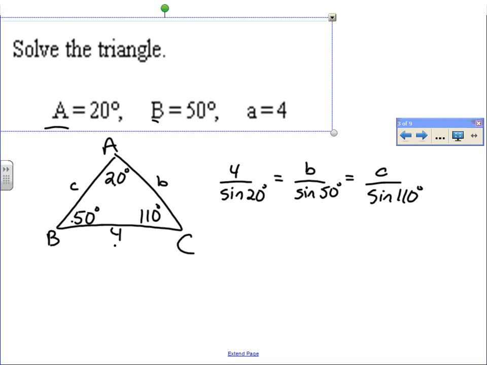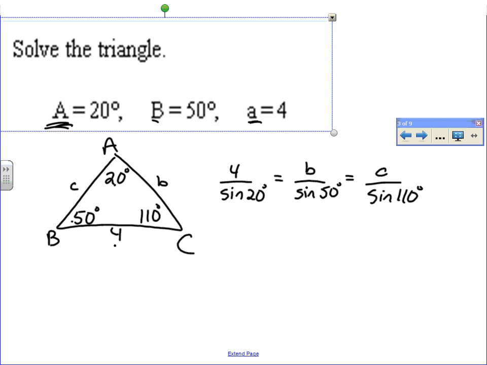Is that the same as the last problem? Because little a is across from big A. Was that really the same as the last one? Yeah. Okay. Well, let's just skip it then.